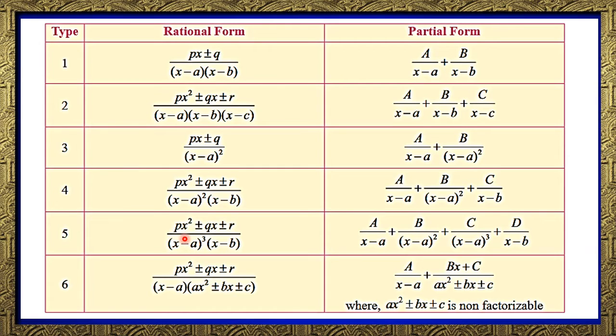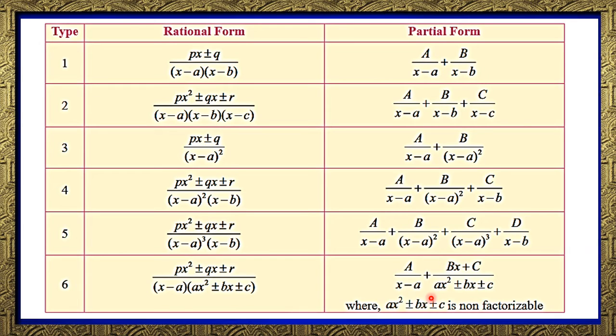The next one, in place of x minus a whole square, we will write x minus a the whole cube. Here it is a upon x minus a, b upon x minus a the whole square, and third time c upon x minus a the whole cube, plus d upon x minus b. Next one, px square plus or minus qx plus or minus r upon x minus a into ax square plus or minus bx plus or minus c. That means here the numerator is a quadratic polynomial and in the denominator, one factor is a linear polynomial and the other one is a quadratic polynomial.